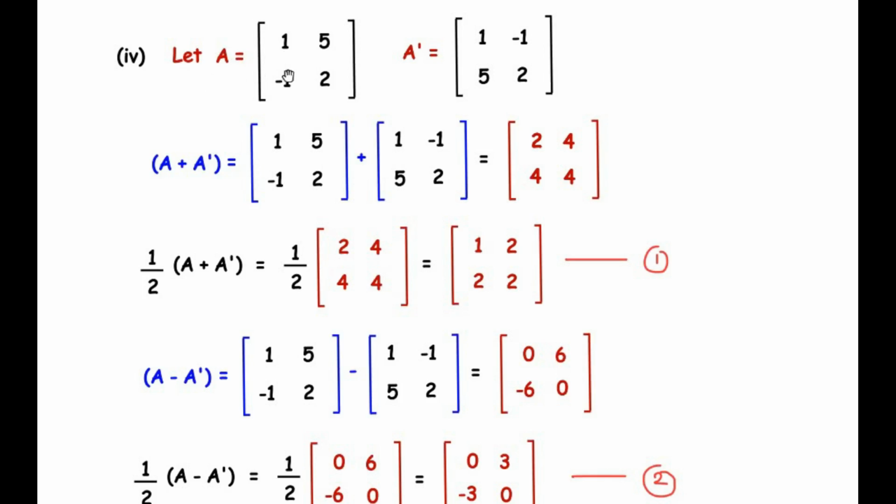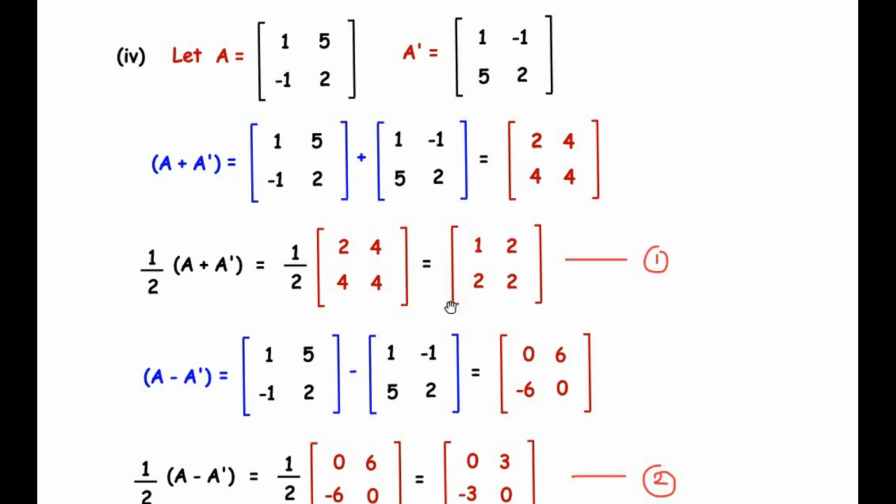Now this is the fourth sub question. This is a 2 by 2 square matrix. So we are going to first find out A transpose. So the first column becomes first row and second column becomes the second row. Now once we have got A transpose, the next step is to find out A plus A transpose. So adding these two matrices, we get this value. So the next step is 1 over 2 times A plus A transpose. So basically 2 divides each and every element of this matrix, giving us this matrix. And let us consider this as 1.